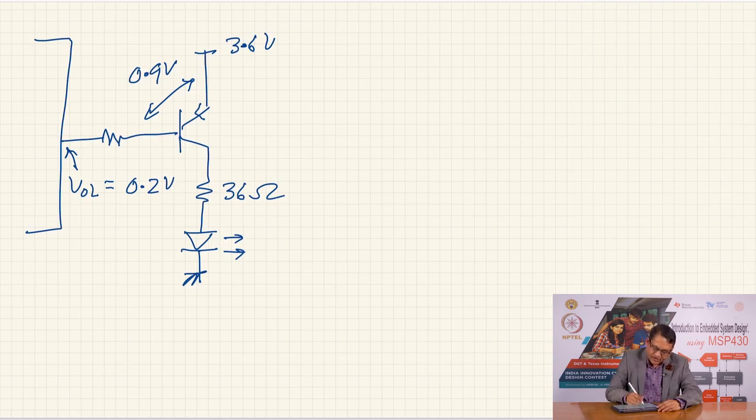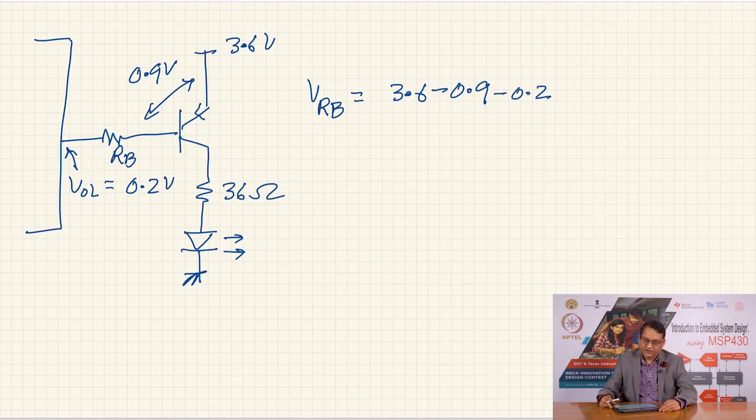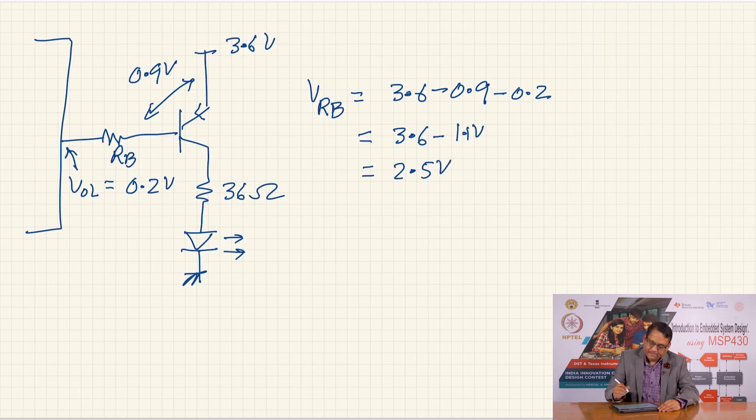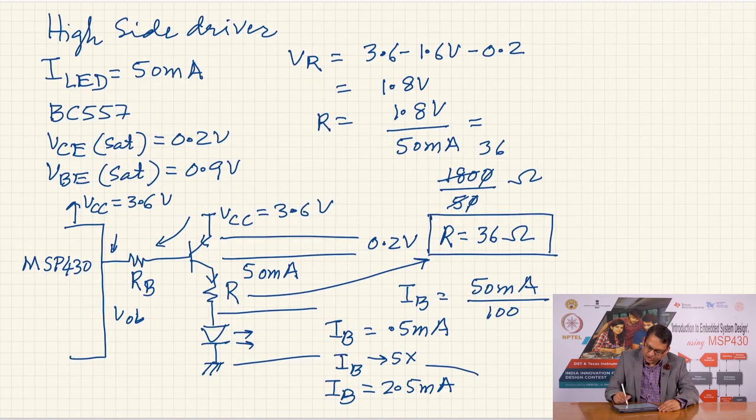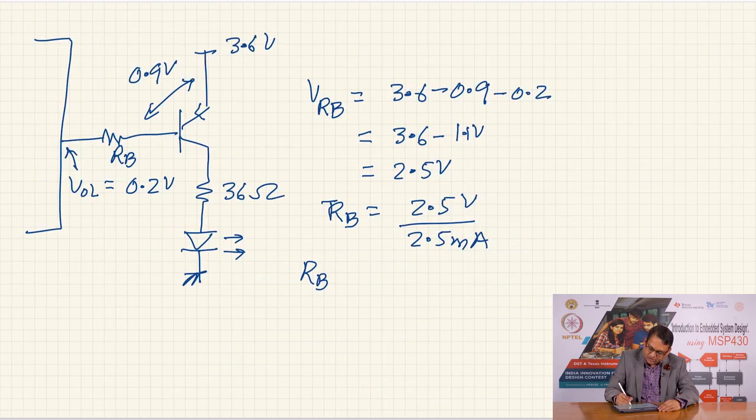and therefore, if this is RB, the voltage across RB is equal to 3.6 volts minus 0.9 volts minus 0.2 volts, the VOL saturation. That leads me to 3.6 minus 1.1, which gives me 2.5 volts. That is the voltage across the base resistor, and therefore, RB is equal to 2.5 volts divided by 2.5 milliampere, the amount of current we want through the base so as to saturate the transistor hard. So the value becomes RB equal to 1 kilo ohm. This is what we have.